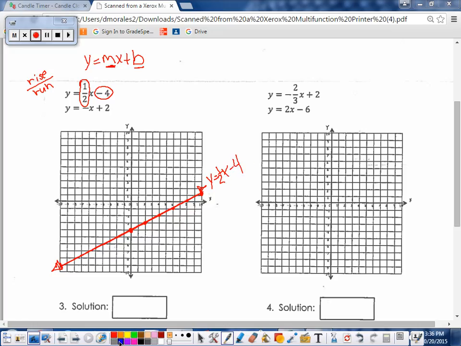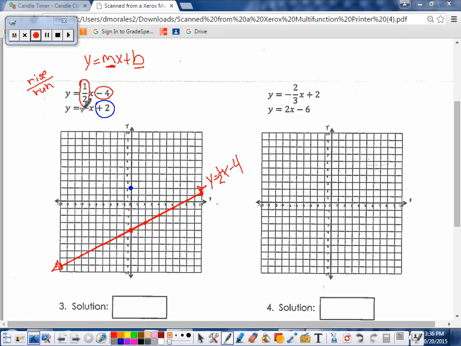Now I'm going to switch colors and go ahead and work on the second line. And the trick is the same thing again. I will first identify my y-intercept. In this case, it's +2, which means I will go 2 spaces or 2 units above the origin and plot a point. There's my first point of my line.